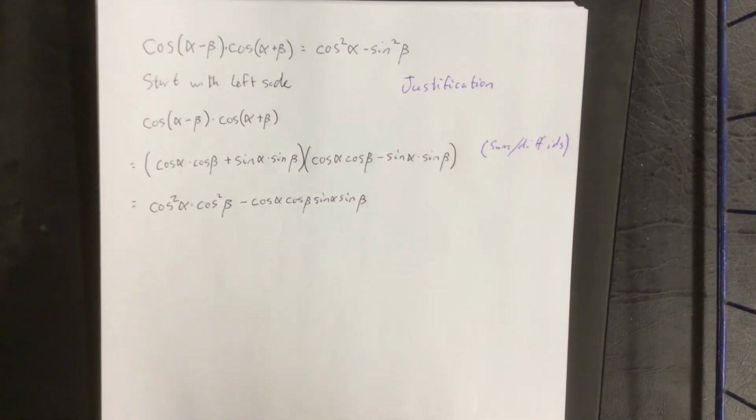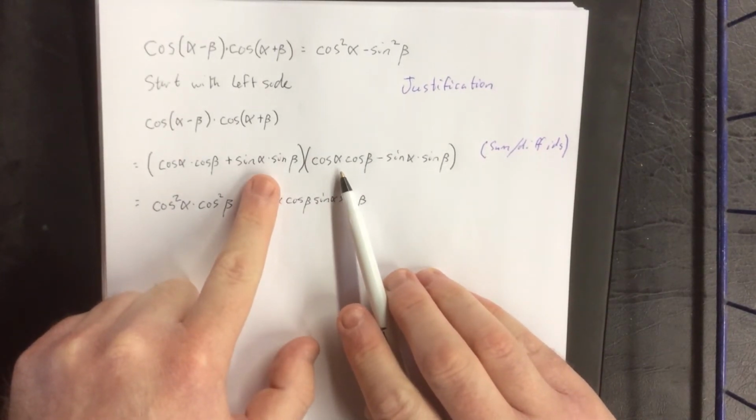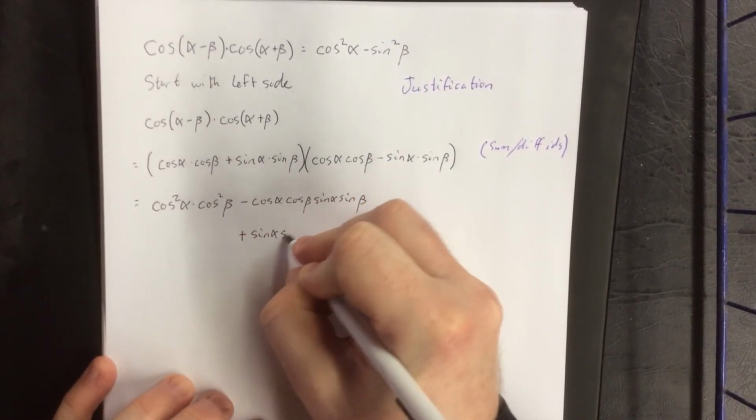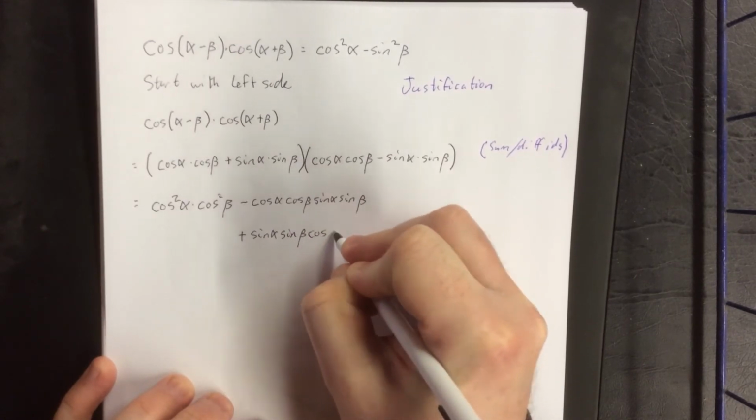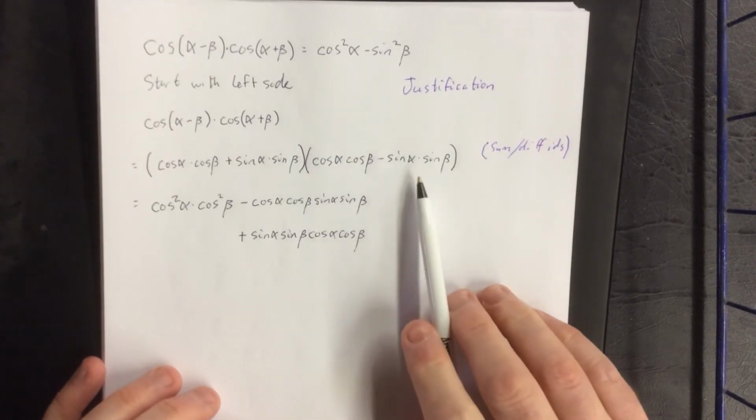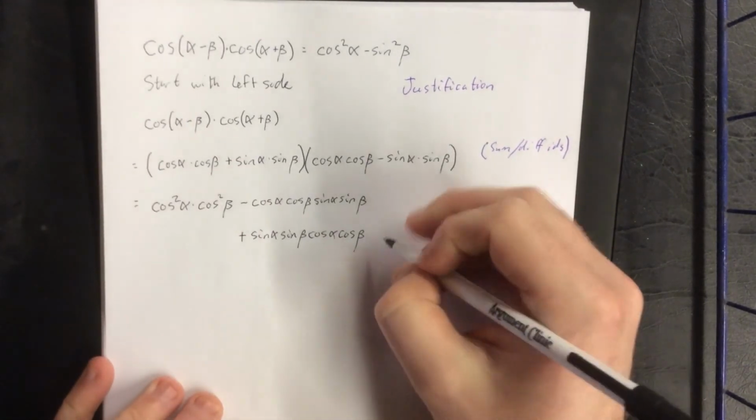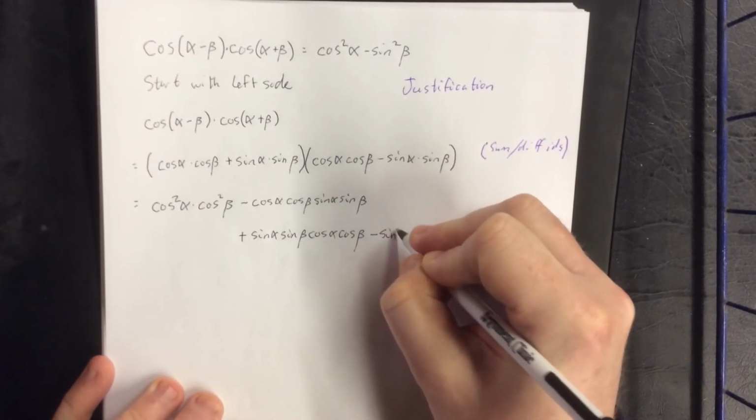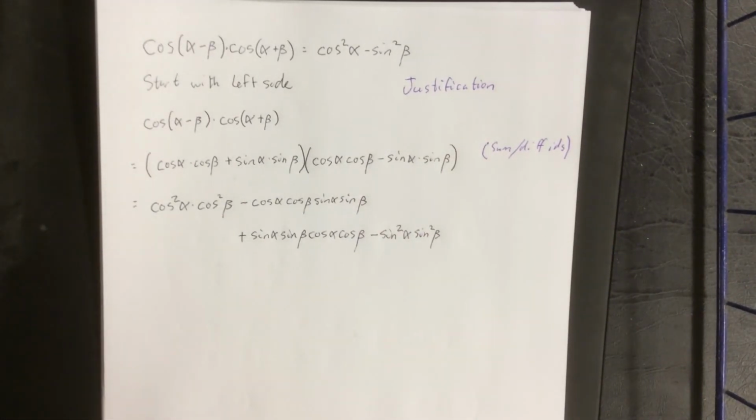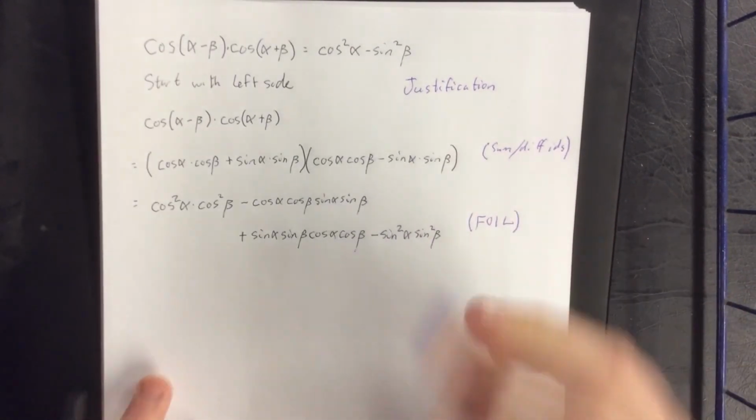Now for purposes of space, I'm going to move down to the next line right below this. For the inner term, we're going to have sine alpha, sine beta times cosine alpha, cosine beta. So that'll be plus sine alpha, sine beta, cosine alpha, cosine beta. And for the last term, that will be positive sine alpha, sine beta times negative sine alpha, sine beta. So that'll be negative sine squared alpha, sine squared beta. For justification, that was a step of algebra, or we could simply say FOIL.